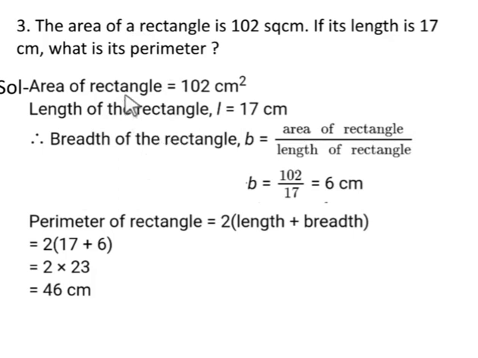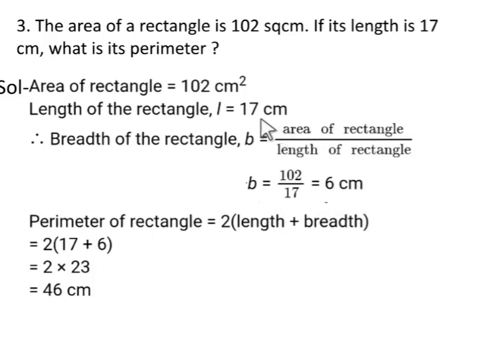Now, area of rectangle is given and length of the rectangle is given. As we know the formula for area of a rectangle is equal to length multiplied by breadth, we can take the formula as breadth is equal to area upon length. So, if we put the values of area and length, we will get it as 102 upon 17. Now, we know 102 comes in the table of 17. 17, 6 are 102. Hence, breadth of the rectangle is 6 centimeter.